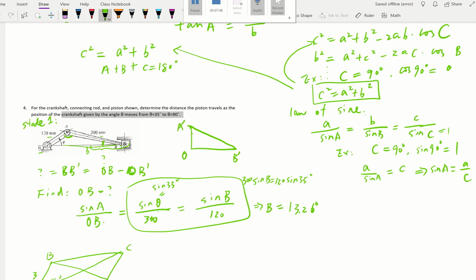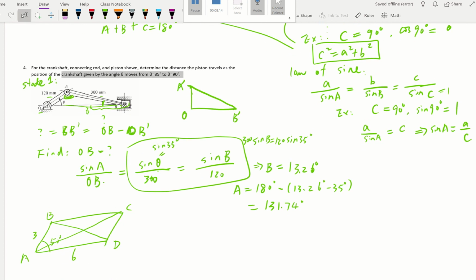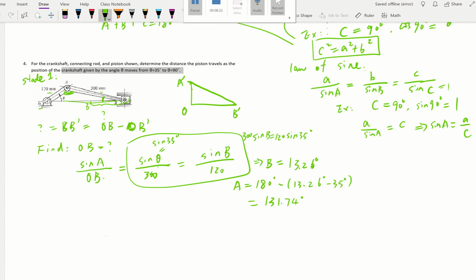Okay, so we find this angle B. Knowing that, we can find the angle A, because angle A will be 180 degrees minus 13.26 degrees and minus 35 degrees. Let's see what we have here. So I have angle A, 131.74 degrees. So knowing this angle can help us, let me erase that. Then we can use the cosine law again to figure out OB.